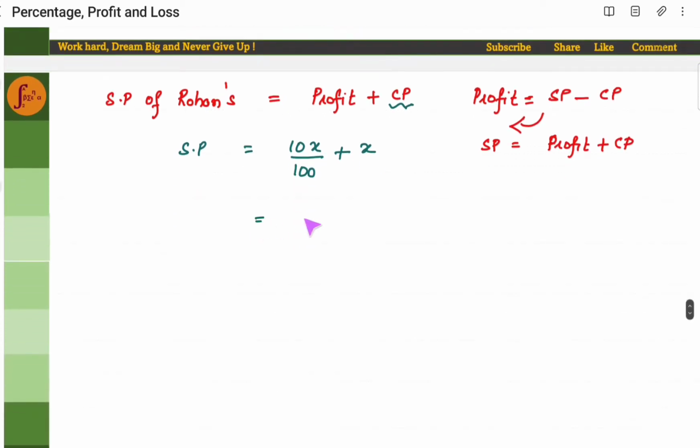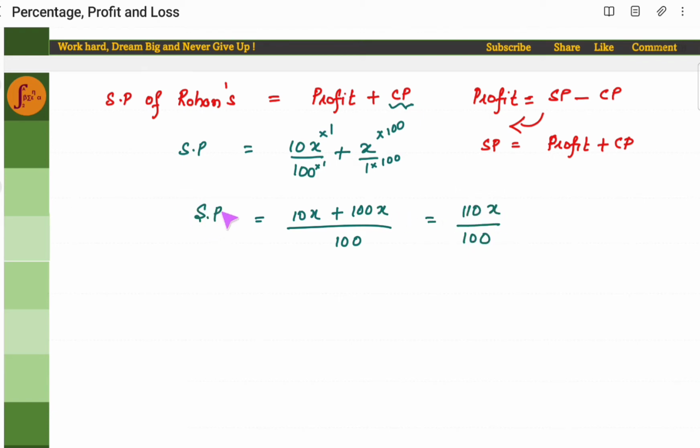So this is nothing but 10x by 100 plus x. Let's take the LCM as 100. 100 has to go once to get 100 as LCM, so 10x into 1 is 10x. Plus, to get 100 as LCM, we'll have to multiply 1 by 100, that means you have to multiply the numerator 100 times. So 100 into x is 100x. This is nothing but 110x by 100.